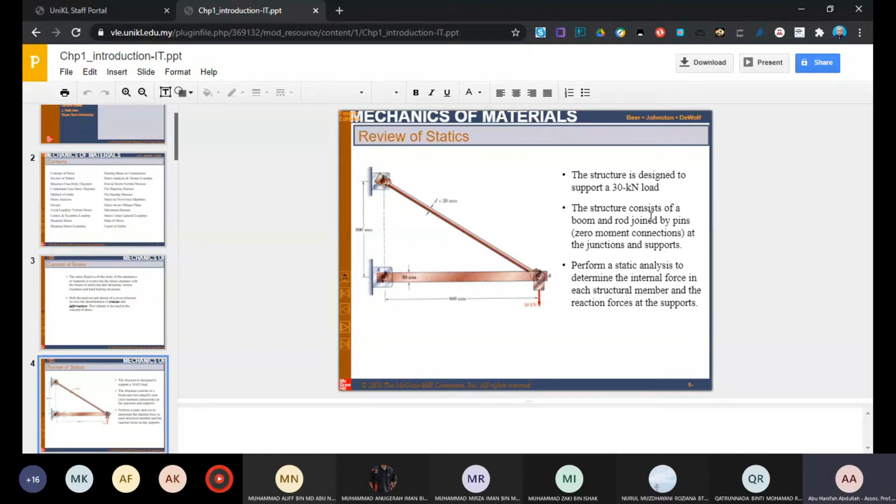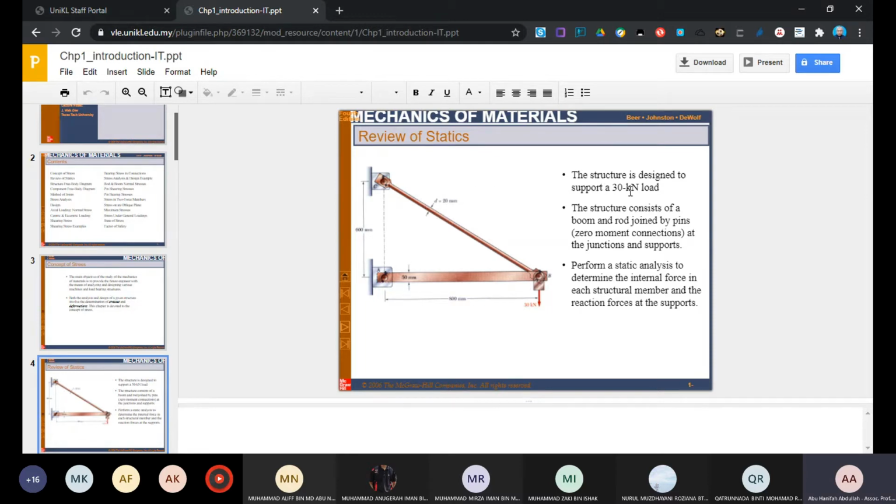So we take a very simple example here. Review your mechanics of solid. We have two members. One is rectangular, one is circular, and we have applied load 30 kilogram at the end of the member. We can imagine this is like a lamp, where probably at this 30 kilo here, we hang a lamp, and so here we try to understand the structure.